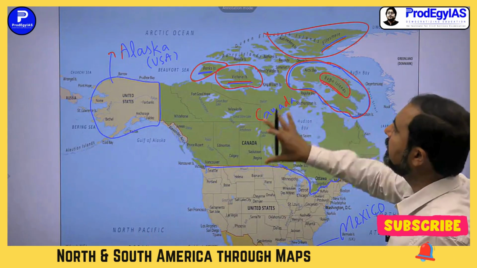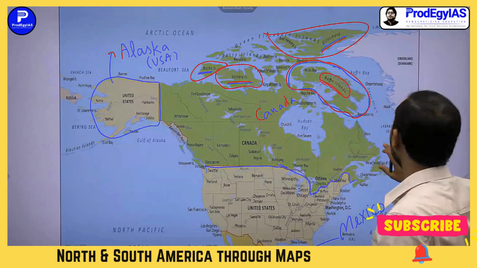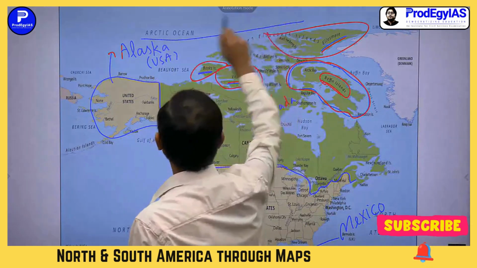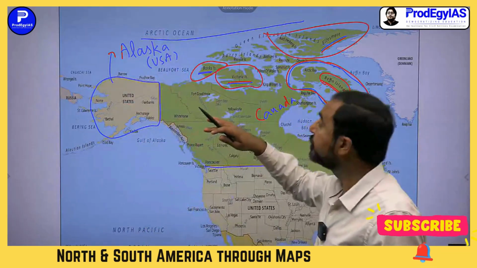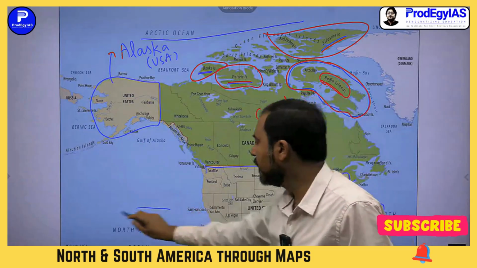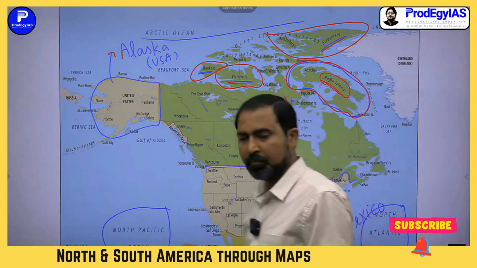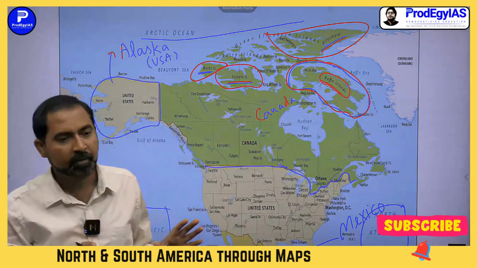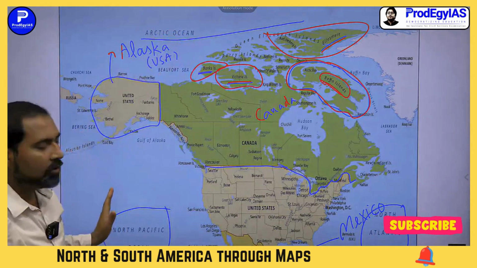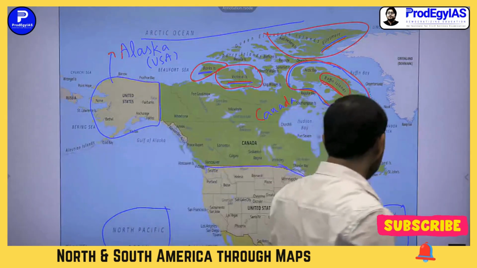Then what are the seas which are surrounding this North American continent? Starting from here, here is Arctic Ocean on the northern side of North America. Important oceans are Arctic Ocean, here North Pacific Ocean, and here North Atlantic Ocean. Means North America is surrounded by 3 oceans. On the north, it is Arctic Ocean. On the west, it is North Pacific. On the east, it is North Atlantic, right?